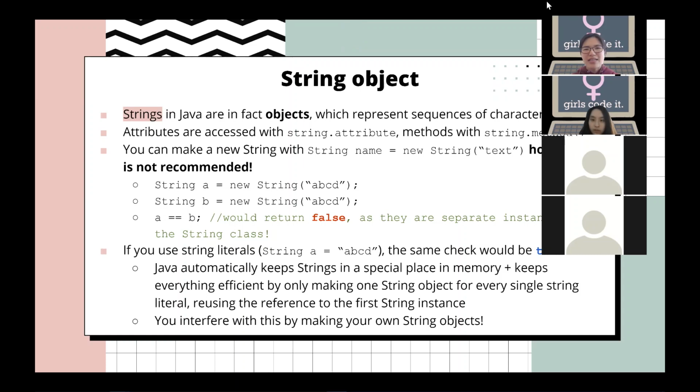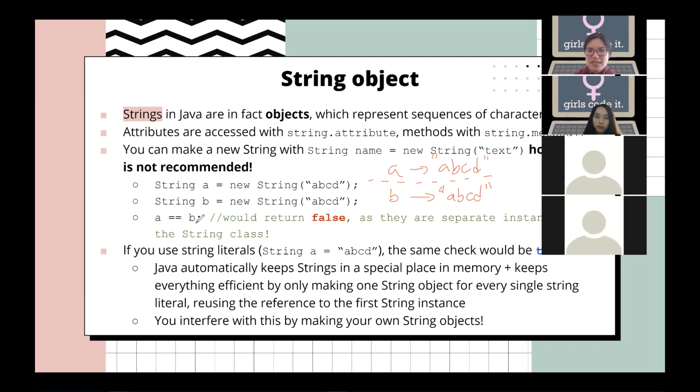And basically the idea is exactly what I talked about in the last slide. A is pointing to this string ABCD in memory. However, if you do another string B equals new string ABCD, B is pointing to another string ABCD that's in a separate part of memory.